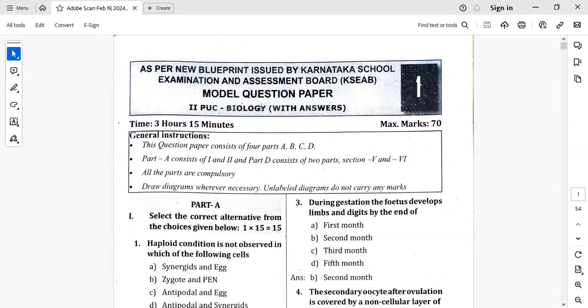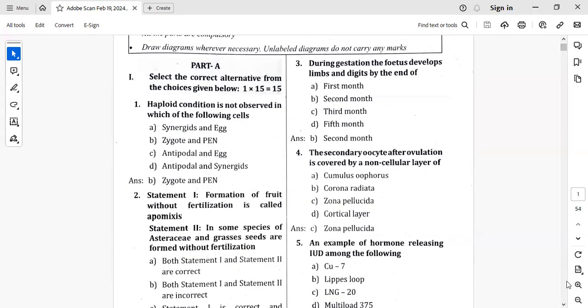For this marathon of studying biology, first we will go through many model question papers. To start with, the first model question paper is as per the new blueprint issued. So, the first model question paper with the answers. Quickly, shall we revise this first model question paper?